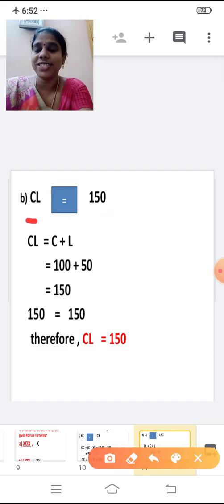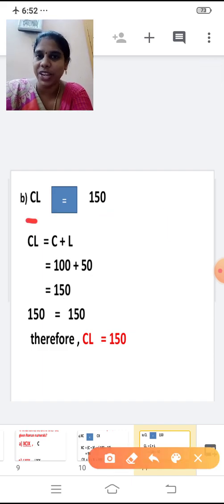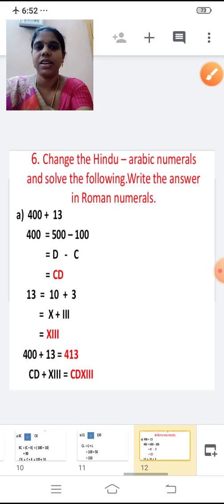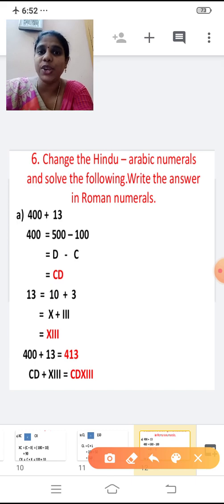First, we have to change the CL into an Indo-Arabic number. Then, we have to compare. Right, children? Change the Indo-Arabic numerals and solve the following. Write the answer in Roman numeral. We are going to change the Indo-Arabic number into Roman numeral and we have to solve this.